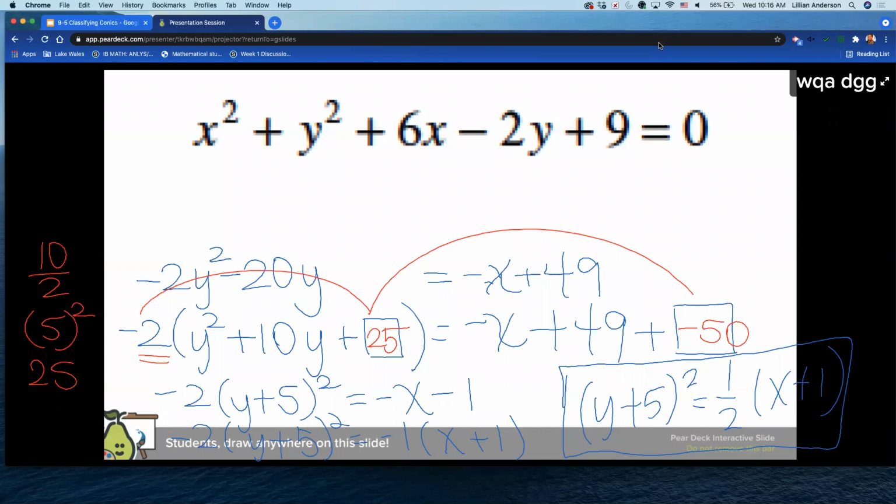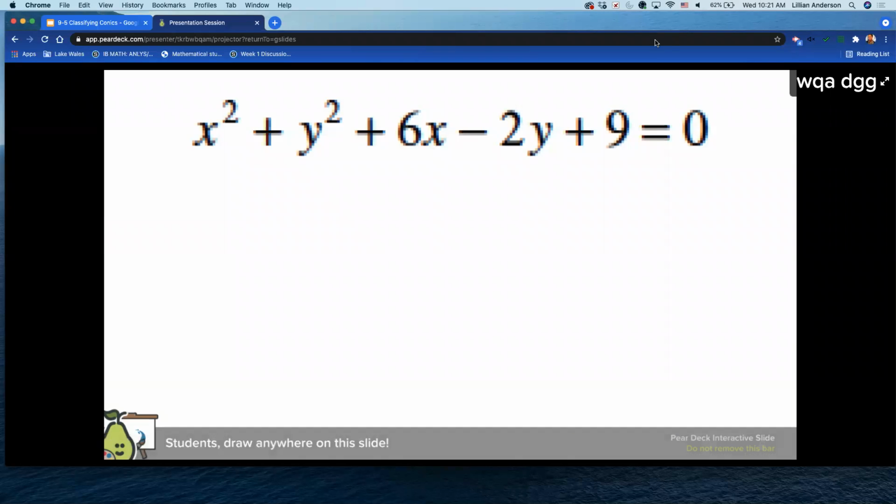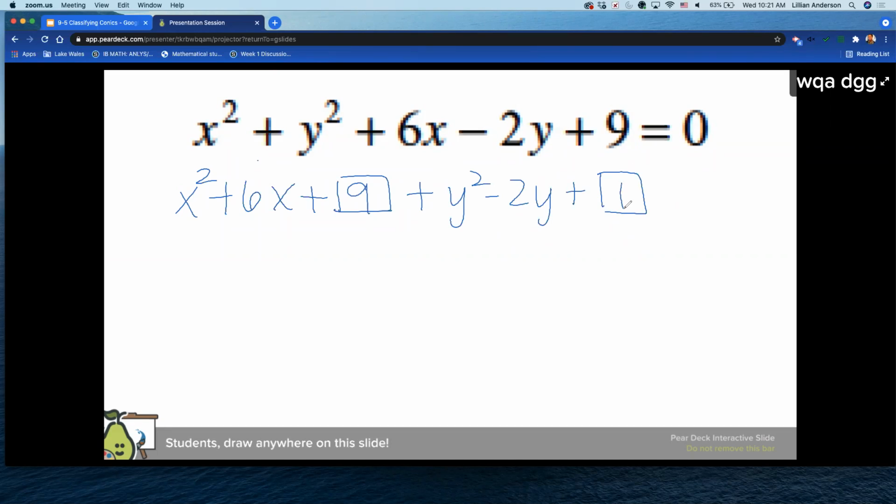Here's the first one that I want you to practice. What conic was it? It was a circle. Both terms, both your x and y are being squared. The sign is the same and the coefficients are equal. So when you went to complete the square, you took half of 6 and squared it, and then you took half of -2 and squared it, and then you added 9 and 1 to the other side.